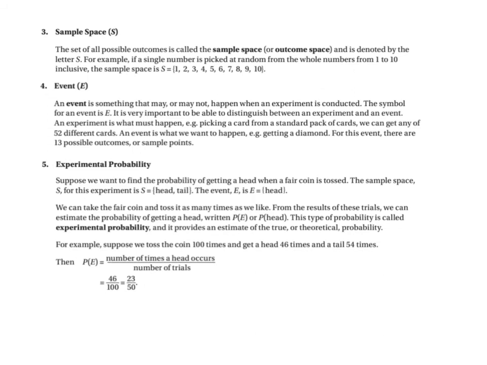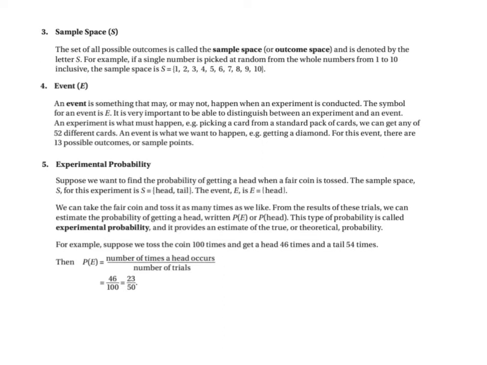The sample space is the set of all possible outcomes. We call that the outcome space as well. For example, if we were just choosing a number from random, from the whole numbers between 1 and 10, you can see the sample space here is 1, 2, 3, 4, 5, 6, 7, 8, 9 and 10. It's a bit like set theory, lads.